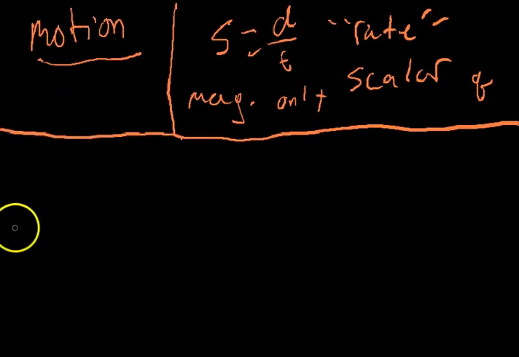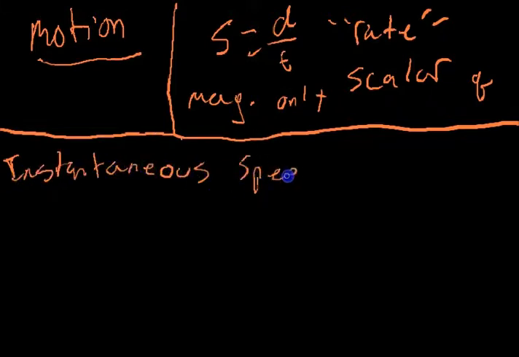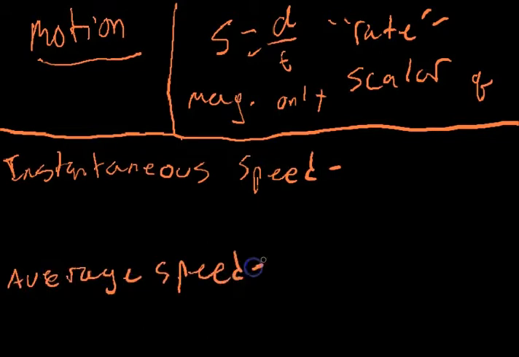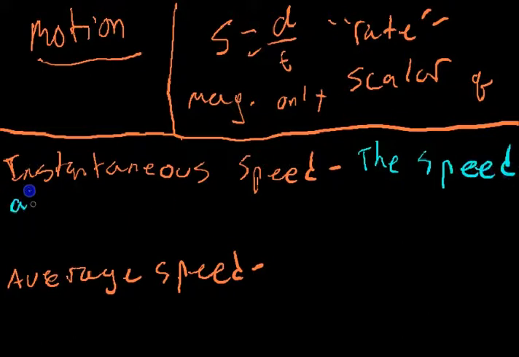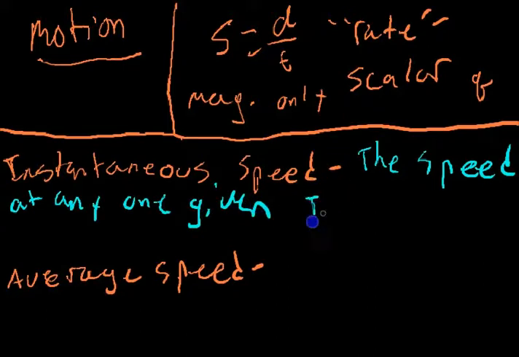But now we're going to move on to two different branches of speed, one being instantaneous speed, and the other being average speed. I'm going to give some nice definitions for these two. Under instantaneous speed, basically what you want to think of is the speed at any one given instant. Hence the name instantaneous speed, right?